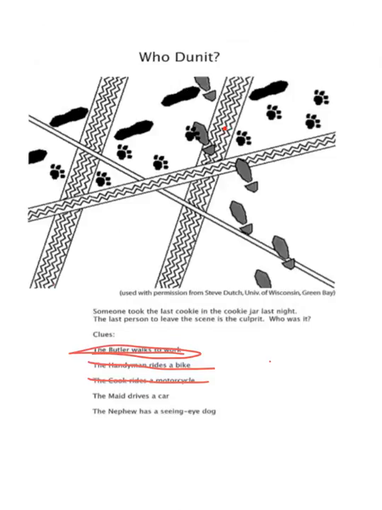The maid drives a car. You can see the two tire tracks right here. They have tracks on top of them, so she was not the last person to leave the scene of the crime. So that leaves the nephew with the seeing eye dog. There are his prints right here, and the dog tracks, they go with these black footprints, and you can see that these tracks have no other tracks on top of them, so he was the last person at the scene.